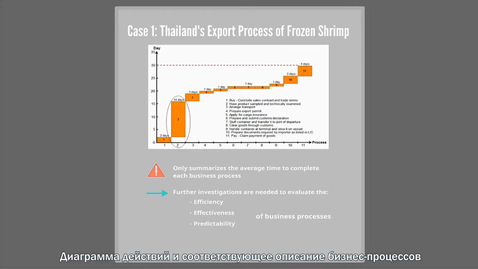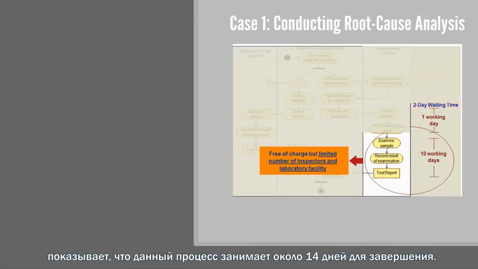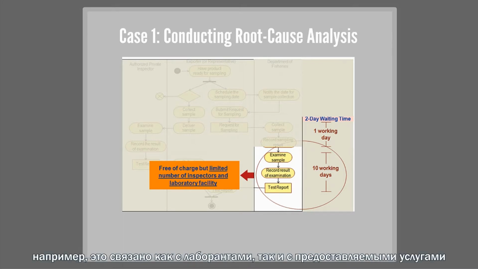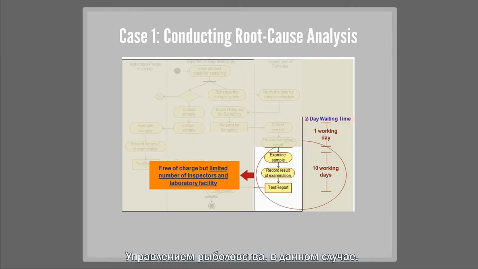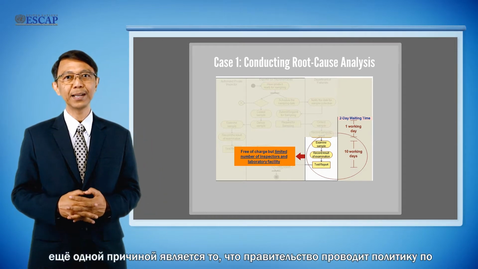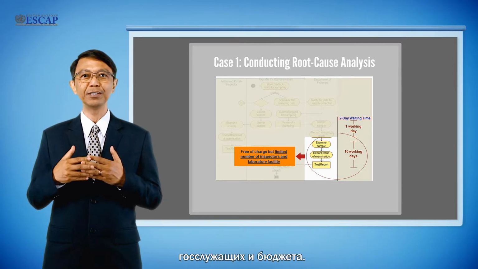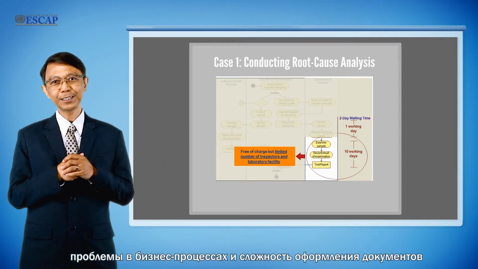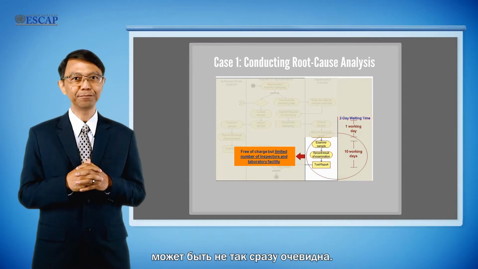The activity diagram and the corresponding process description of the have product sample and examine process show that it takes about 14 days to complete. The root cause analysis further indicates that the substantive delay is due to the resource constraints in terms of both laboratory technicians and facilities in the Department of Fisheries in this case. However, further root cause analysis also identifies that the government has a policy to limit the number of government officials and also budget. In some other cases, bottlenecks in the processes and documentary complexity may not be obvious.